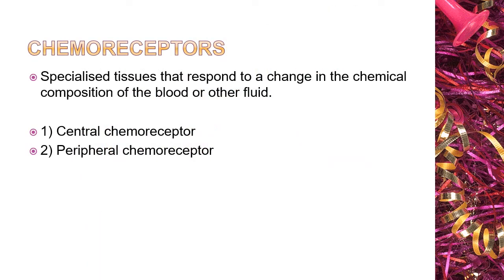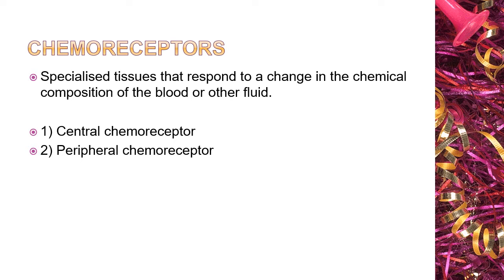Alright, so now let's talk about the chemoreceptors. There are specialized tissues that respond to change in chemical composition of blood or other fluid. And we know that gases are dissolved in plasma, and so when they get dissolved, the composition of the blood changes, and these changes are detected by the chemoreceptors. And so we have central chemoreceptors, and we also have peripheral chemoreceptors.